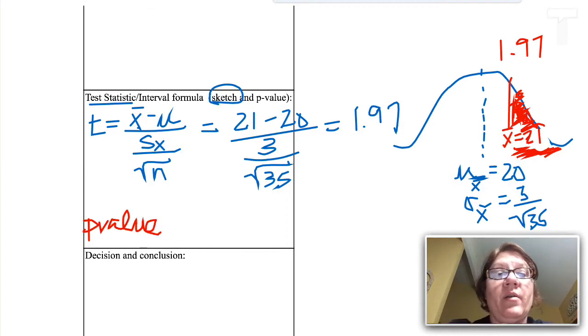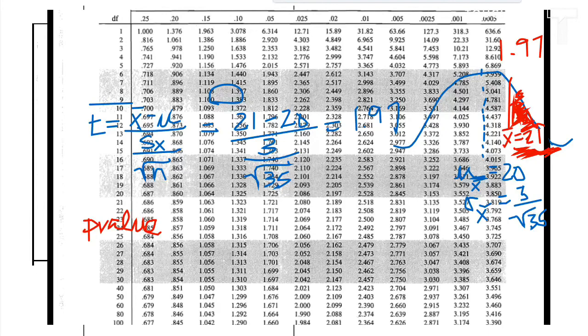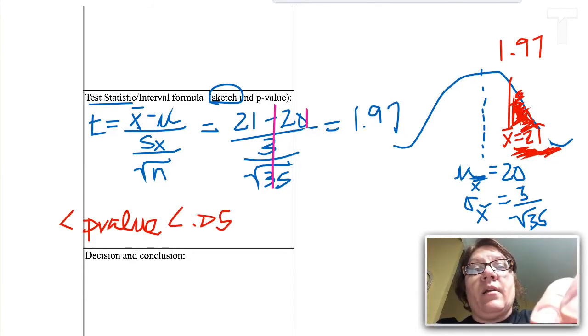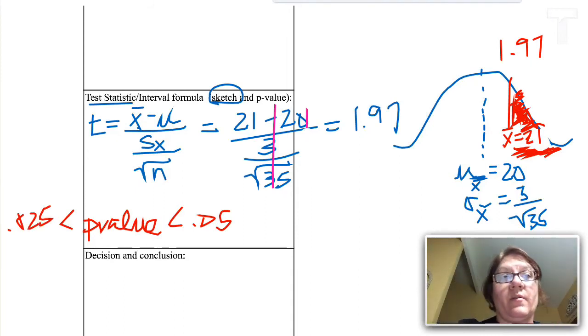So I'm going to go look that up on the table. Remember, our degrees of freedom is 34, and we don't have 34 in the table, so we'll use 30. And I want to find 1.97 in the table. As I read over, 1.97 is not there, but it would fall between those two, which means my p-value is going to fall between 0.05 and 0.025. So 0.05 being the biggest, I would put that second, and 0.025 being the smallest.